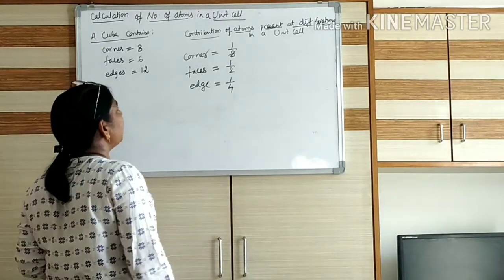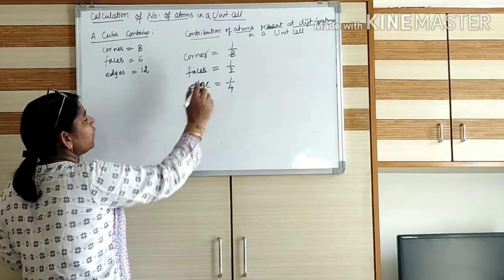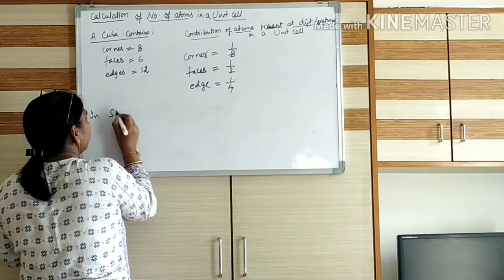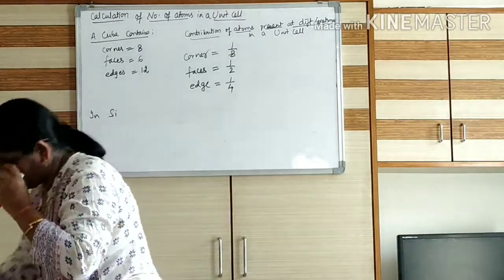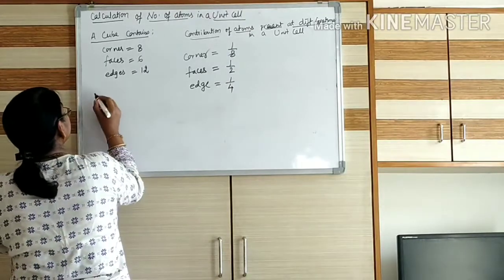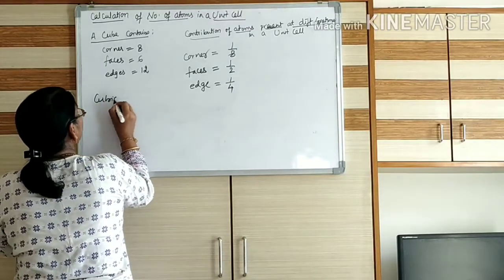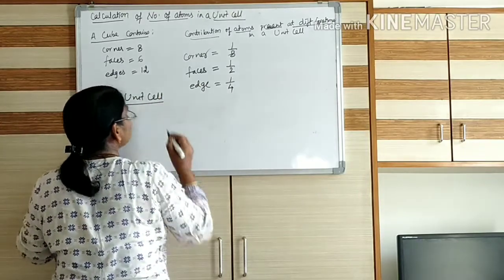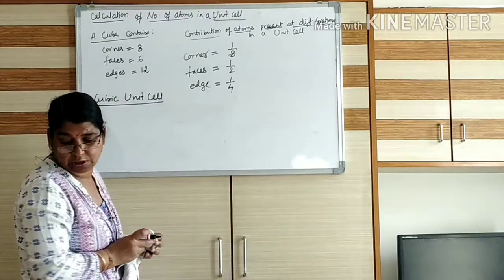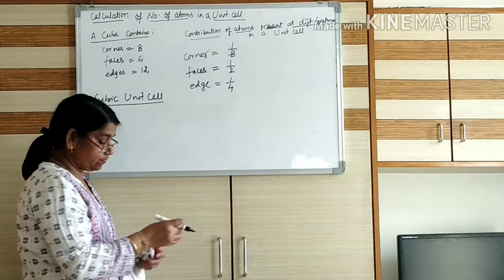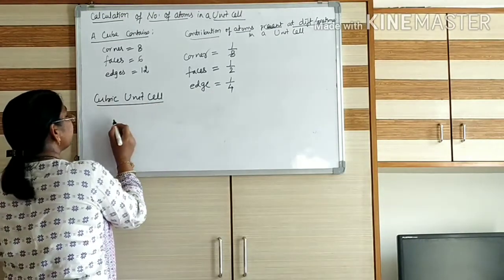Now we will go for the calculations. Calculation of number of atoms in simple cubic or cubical unit cell. First, cubic unit cell. Cubical unit cell में how many atoms are present? Total atoms or effective atoms?